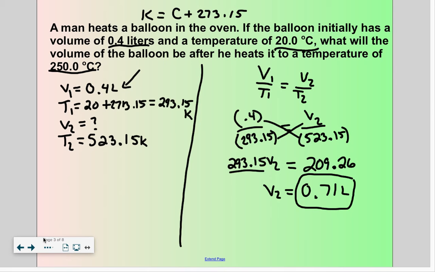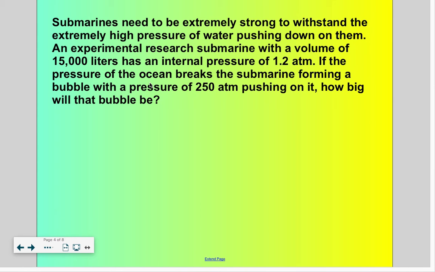All right, so we've done Boyle's law, we've done combined gas law, we've done Charles' law. Let's try another example. Submarines need to be extremely strong to withstand the extreme high pressure of water pushing down on them. An experimental research submarine with a volume of 15,000 liters, so there's our V1, has an internal pressure of 1.2 atmospheres. Atmosphere is the unit for pressure, and it also says pressure. If the pressure of the ocean breaks the submarine, forming a bubble with a pressure of 250 atmospheres pushing on it, how big would that bubble be?